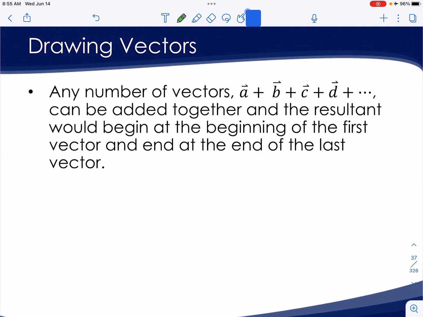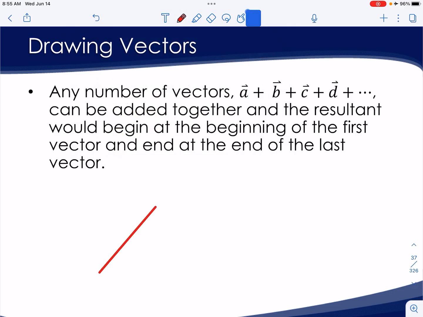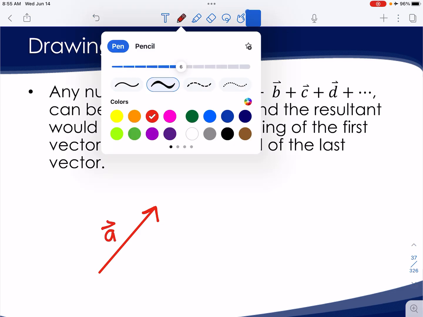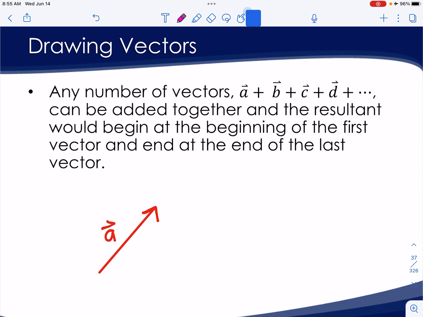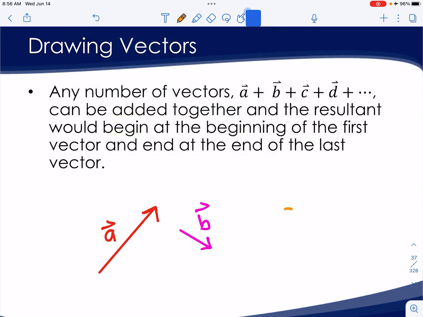You can add any number of vectors. So let's maybe use our same color scheme as before. Maybe this is vector A. And then we have vector B, and maybe we have a vector C. We can add all these up.